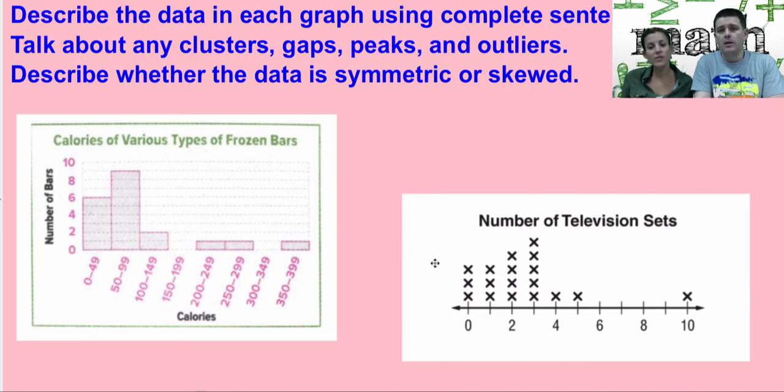You're left to do the number of television sets on your own using those vocabulary words that we did with the line plot. So you have clusters, gaps, peaks, symmetry, and outliers. You should have a good sentence for each one of those vocabulary terms to describe this last shape.